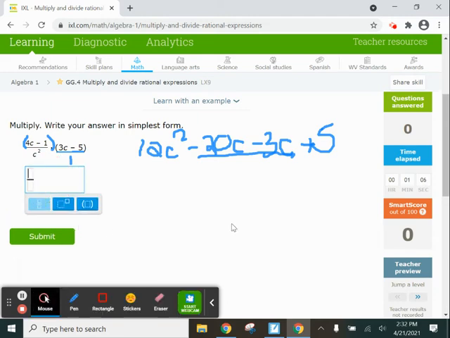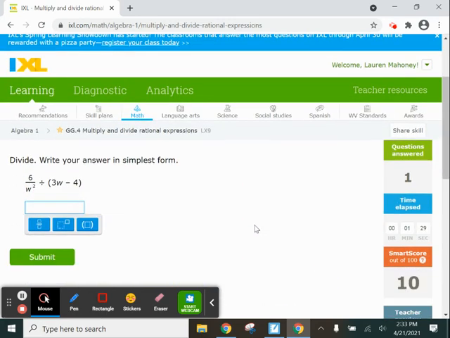So when we do that, we are going to get 12c squared. Negative 20c minus 3c is minus 23c. And then we have a plus 5. In the denominator, you just have the c squared times 1. So that is going to be a c squared. And that's going to be your final answer for that.